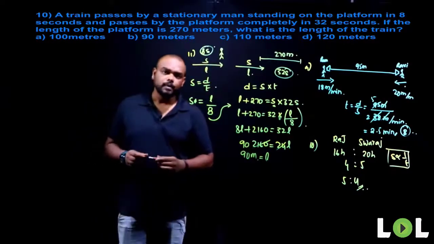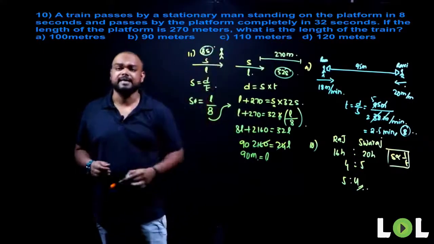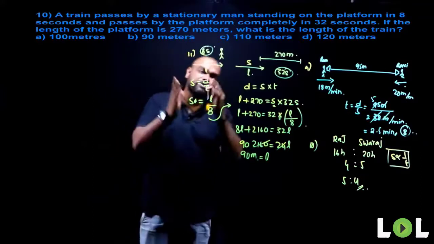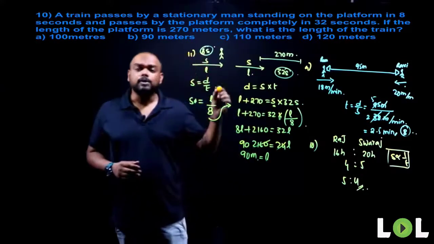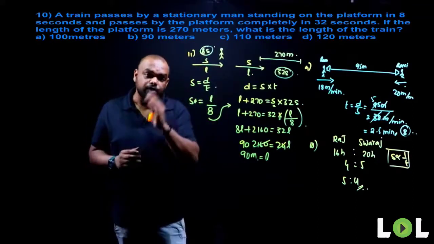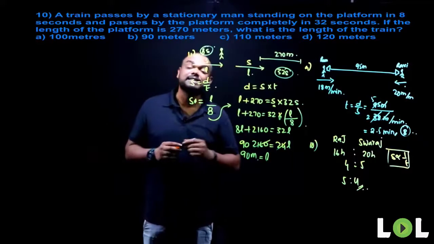Understand. Here the train crosses the platform in 32 seconds. Here the train crosses the man in 8 seconds. What is the length of the train? You can start from here or here. No problem at all. I'm starting from here. Now, what do we want in the question? I want the length of the train. Now, length, where do we find? We find it in the distance. So, we start with the distance formula.